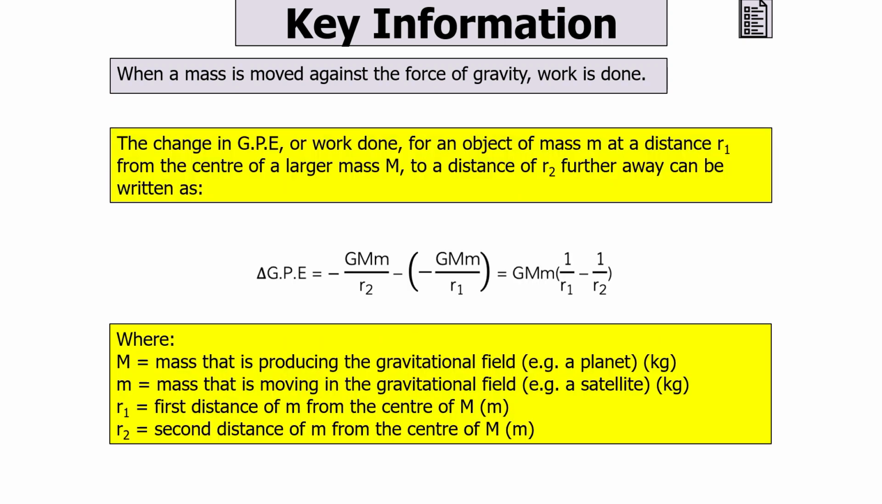So the change in gravitational potential energy, or work done, for a mass of m at a distance r1 from the centre of a larger mass M to a distance of r2 further away can be written as minus GMm over r2 minus minus GMm over r1, which can be simplified to be equal to GMm times 1 over r1 minus 1 over r2.